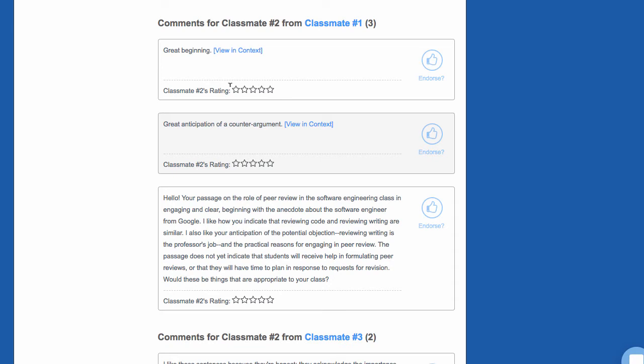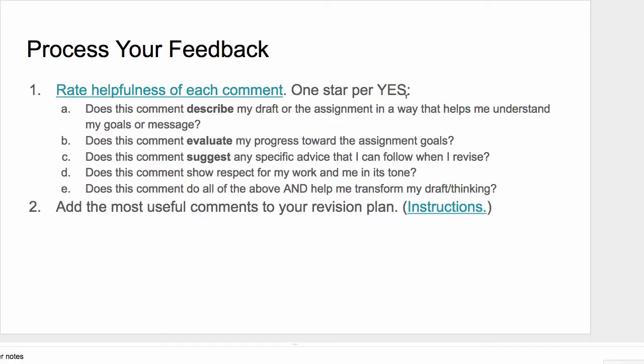First, you want to use the stars to rate the helpfulness of the feedback. Answer of yes, award 1 star. So look for the 3 moves reviewers were supposed to include in their comment. If the comment describes your draft or the assignment in a way that helps you understand your own goals or your message as a writer, that's 1 star. If it evaluates your progress toward the assignment goals, that's 2 stars. If it offers a suggestion, that's a 3rd star. You have 2 stars then to use at your discretion.